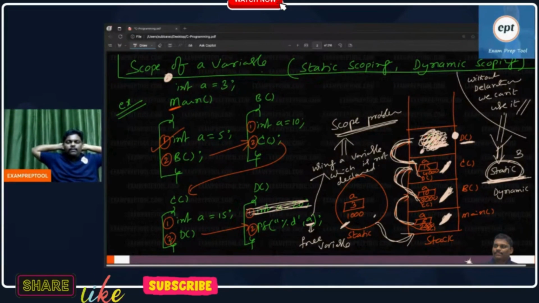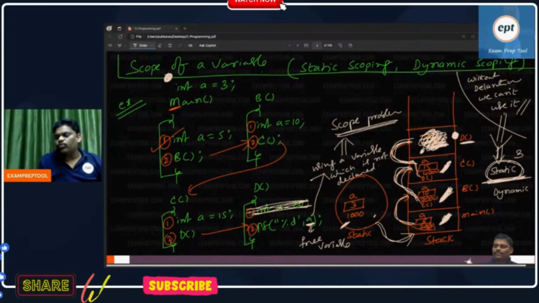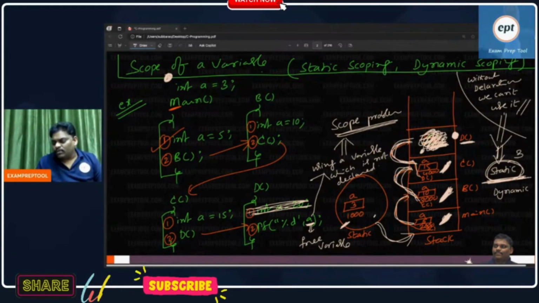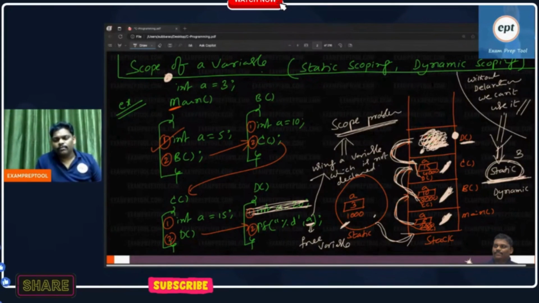What is the answer? Just static scoping, because most of the languages follow static scoping. Because there is less work, most languages follow static scoping. If they say dynamic scoping, go for dynamic scoping. If they say static scoping, go for static scoping. If you don't say anything, please go to static scoping. Someone is saying, so that's what I'm saying. Rishabh, that's what I'm saying. If they don't say anything, then go to static scoping.